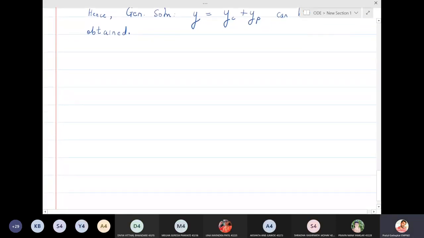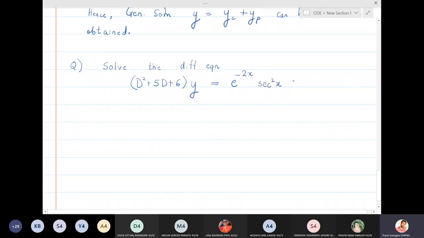Okay, so let us continue with the next problem. Question: solve the differential equation d square plus 5d plus 6 y equal to e raised to minus 2x sec square x into 1 plus 2 tan x.